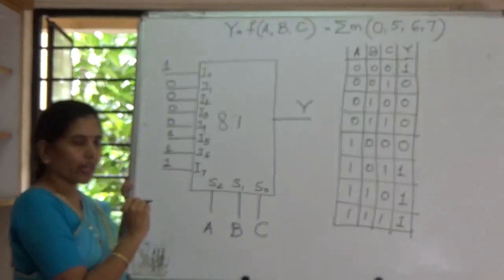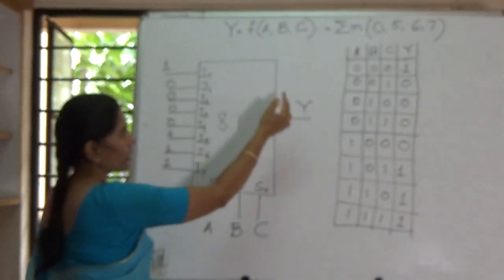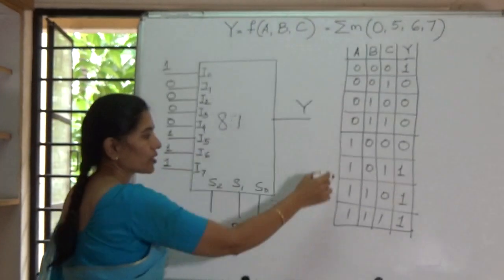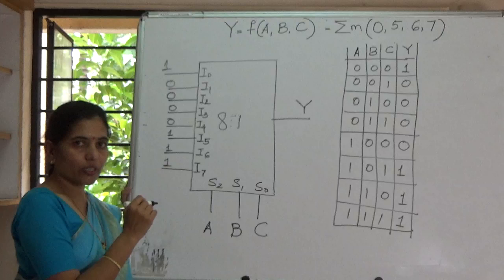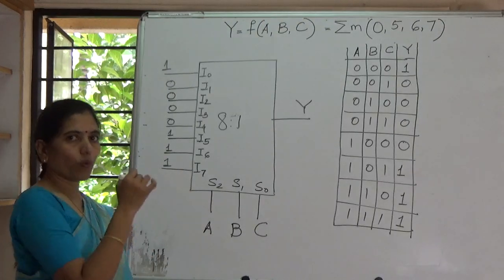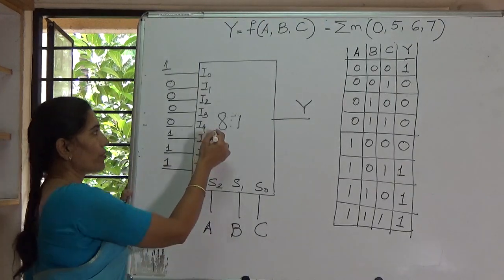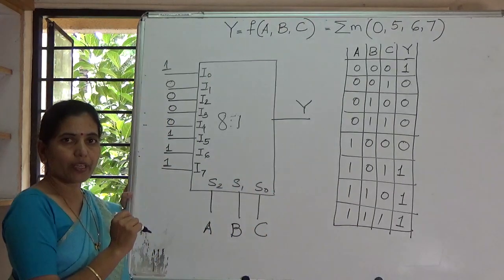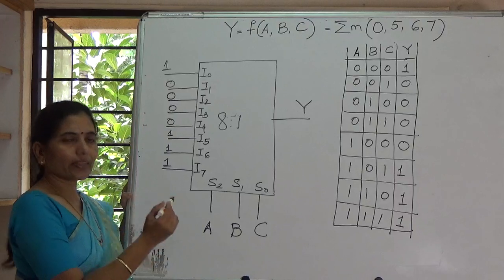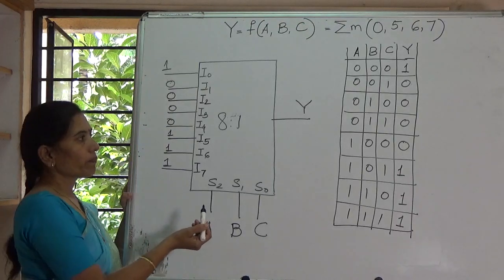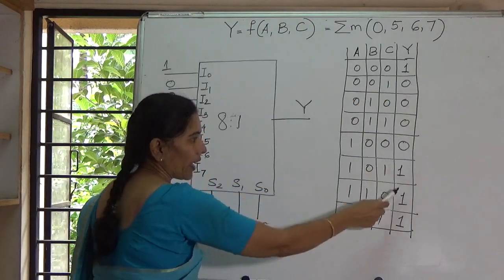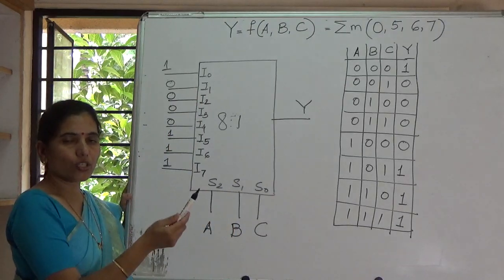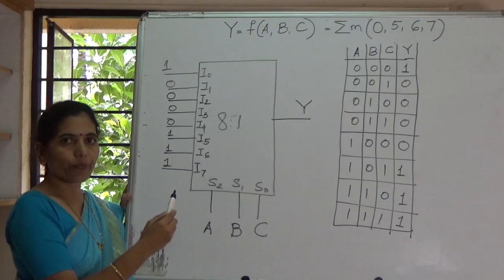In short, if we implement a combinational circuit with 8 possible combinations of the inputs using an 8:1 multiplexer, that means the number of input lines is the same as the number of combinations, and the only thing we have to look at is, depending upon the output Y, the corresponding input lines need to be connected either to a 1 or to a 0.